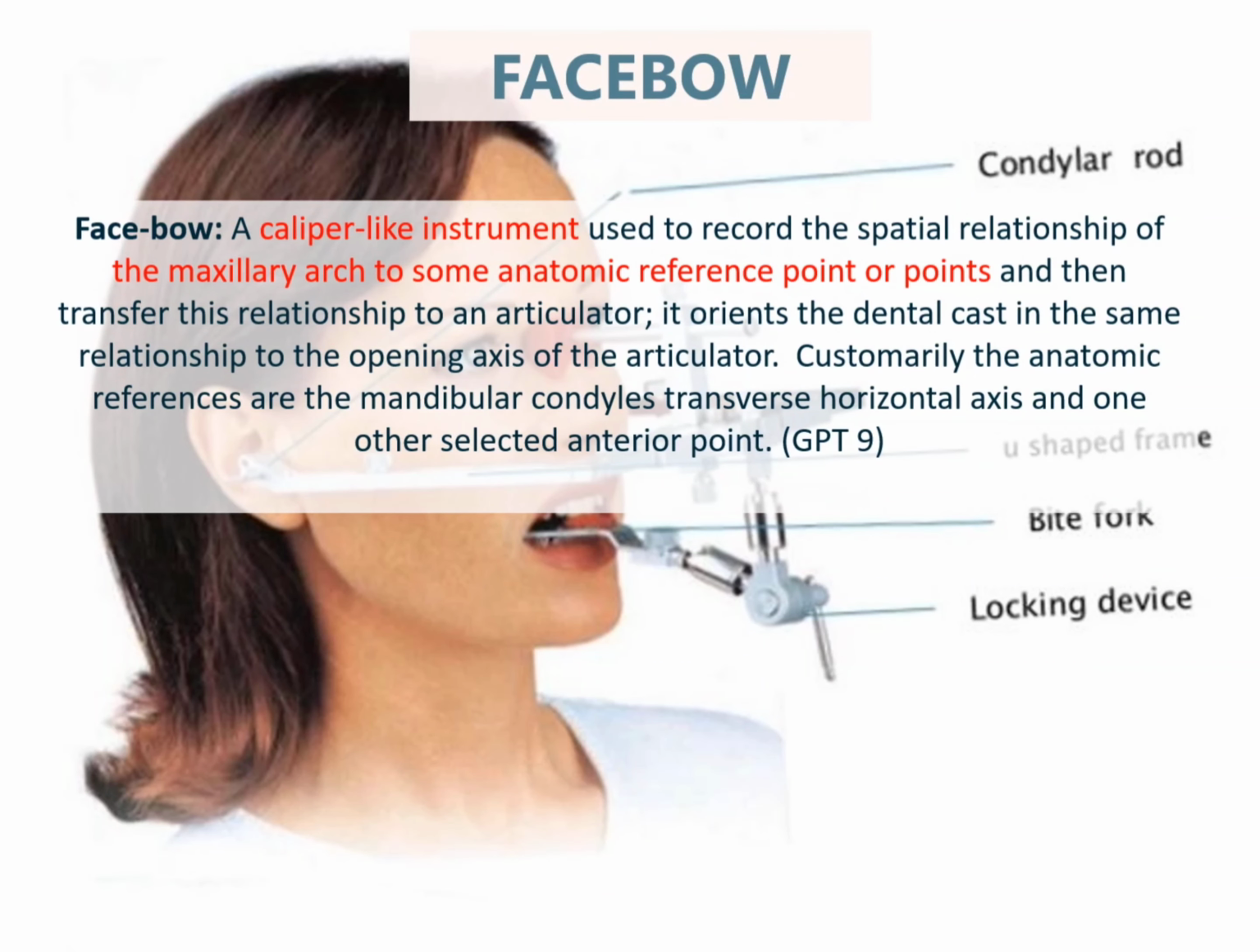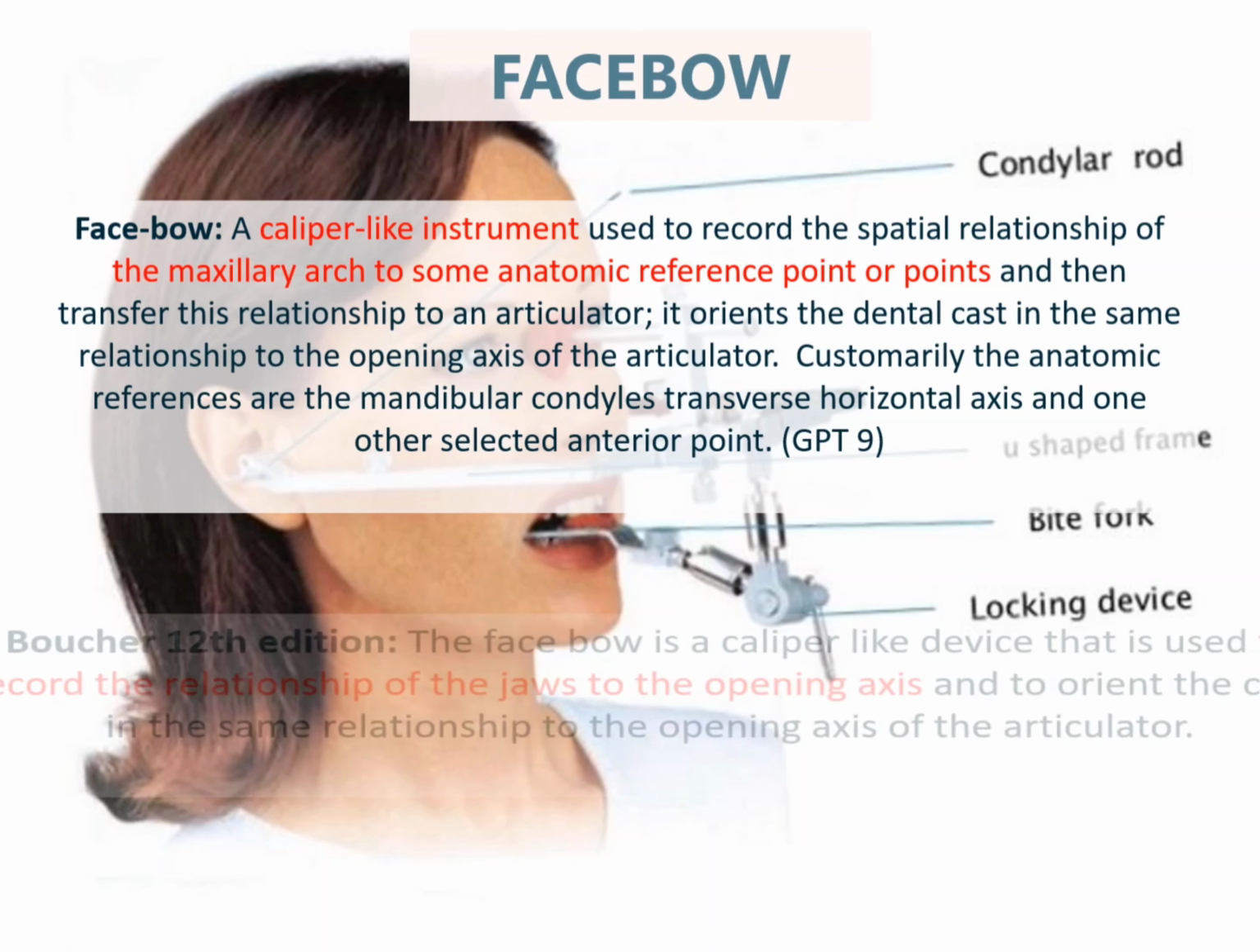GPT-9 defines Facebow as a caliper-like instrument used to record the spatial relationship of the maxillary arch to some anatomic reference point or points and then transfer this relationship to an articulator. It orients the dental cast in the same relationship to the opening axis of the articulator. Customarily, the anatomic references are the mandibular condyles, transverse horizontal axis, and other selected anterior point.